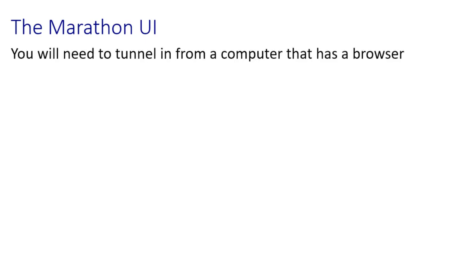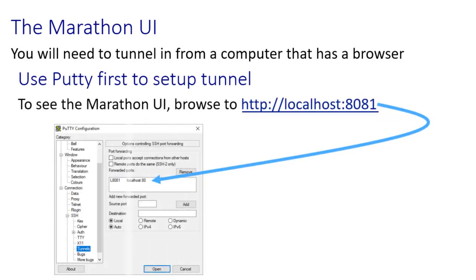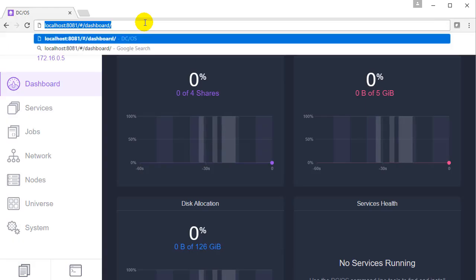So again, we want to tunnel in. I just talked about what's involved here. And you need to set up this tunnel if you're going to go ahead and do localhost 8081, which then will hit the master node of our DCOS cluster.